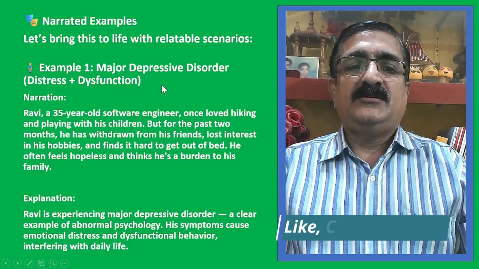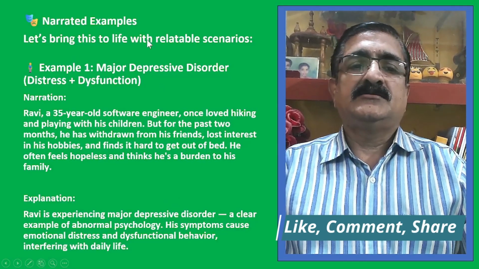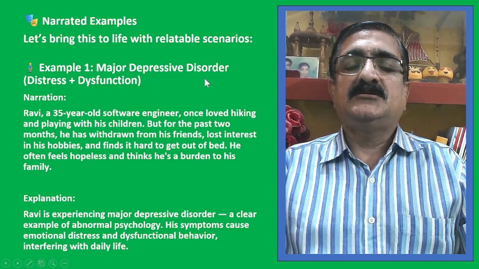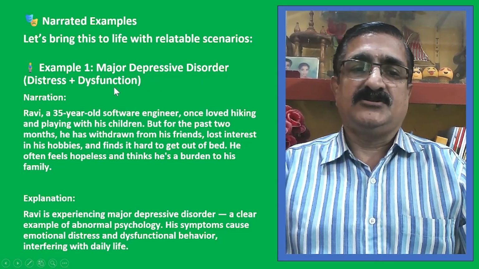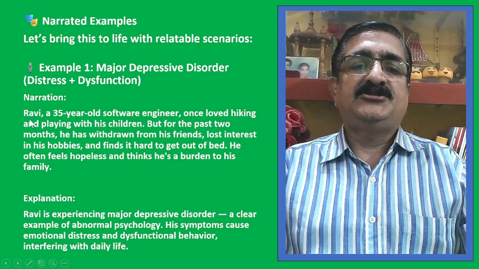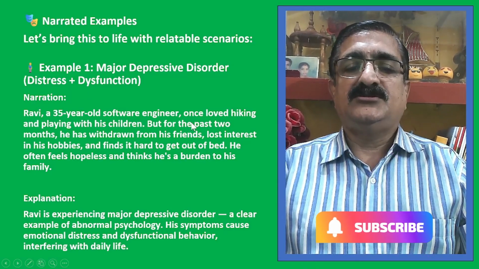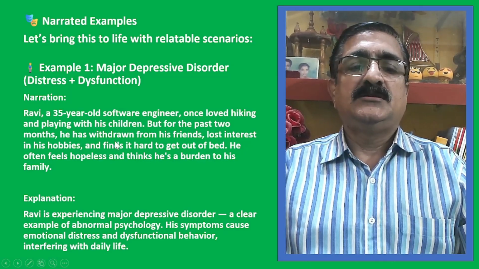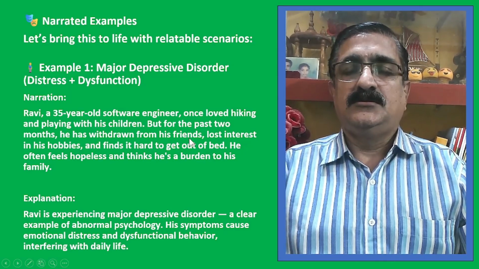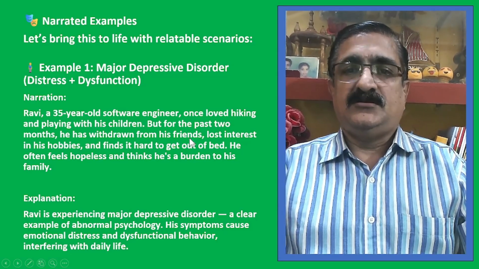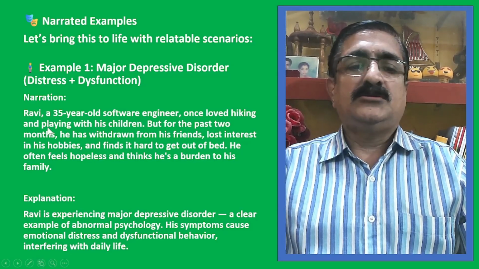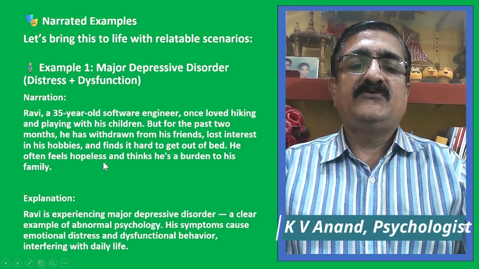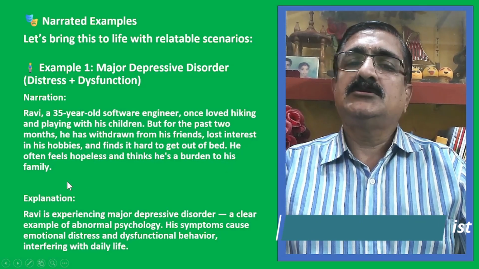Now, I would like to provide some examples. Example number one is major depressive disorder. This has distress and dysfunction, the two Ds. The narration is: Ravi, a 35-year-old software engineer, once loved hiking and playing with his children. But for the past 2 months, he has withdrawn from his friends. The basic symptom of depression is withdrawal. He lost interest in his hobbies and finds it hard to get out of bed. He often feels hopeless and thinks he is a burden to his family.